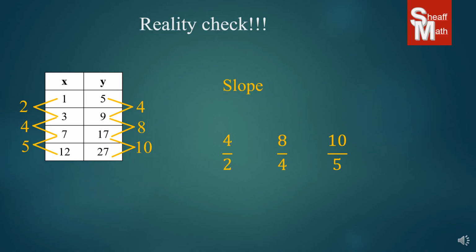Now, these are different, aren't they? But they're really not. They're the same. 4 divided by 2, 8 divided by 4, and 10 divided by 5 are all 2. So this is a real easy way, and you really don't need to do all three of them. You just have to do the first two. If it truly is a function, it's going to have the same slope no matter how many times you do that. So that's a little secret I'm letting you in on.